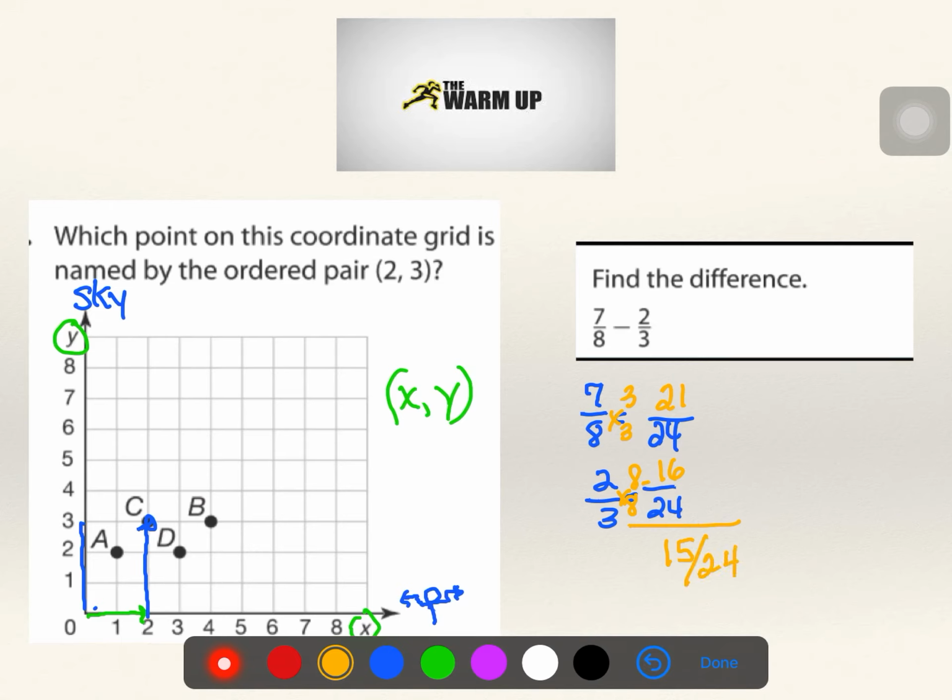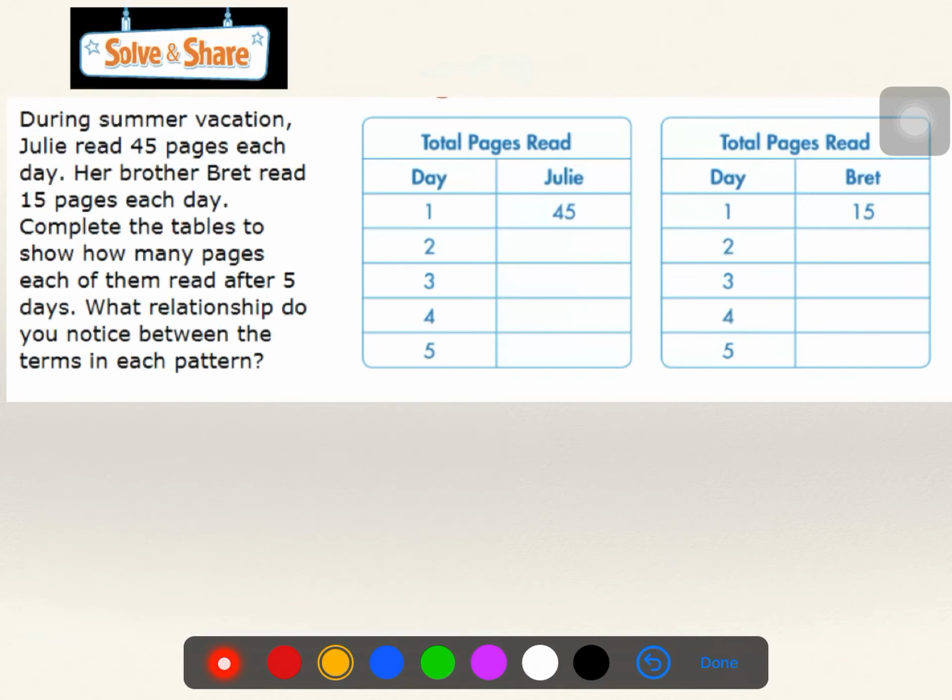Good job. Let's go ahead and start the lesson. During summer vacation, Julie read 45 pages each day. Her brother, Brett, read 15 pages each day. I think it should say during the coronavirus quarantine. Complete the tables to show how many pages each of them read after 5 days. What relationship do you notice between the terms in each pattern?